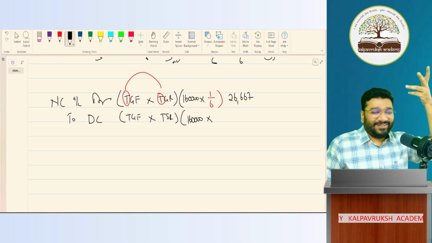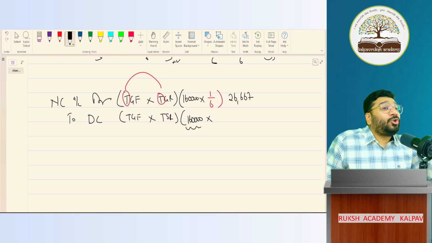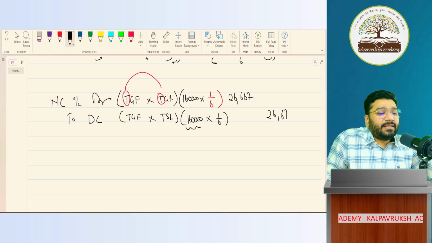Now, total goodwill of the firm multiplied by total sacrificing ratio. How much? 1/6. How much? Same, 26,667. Okay, not okay.